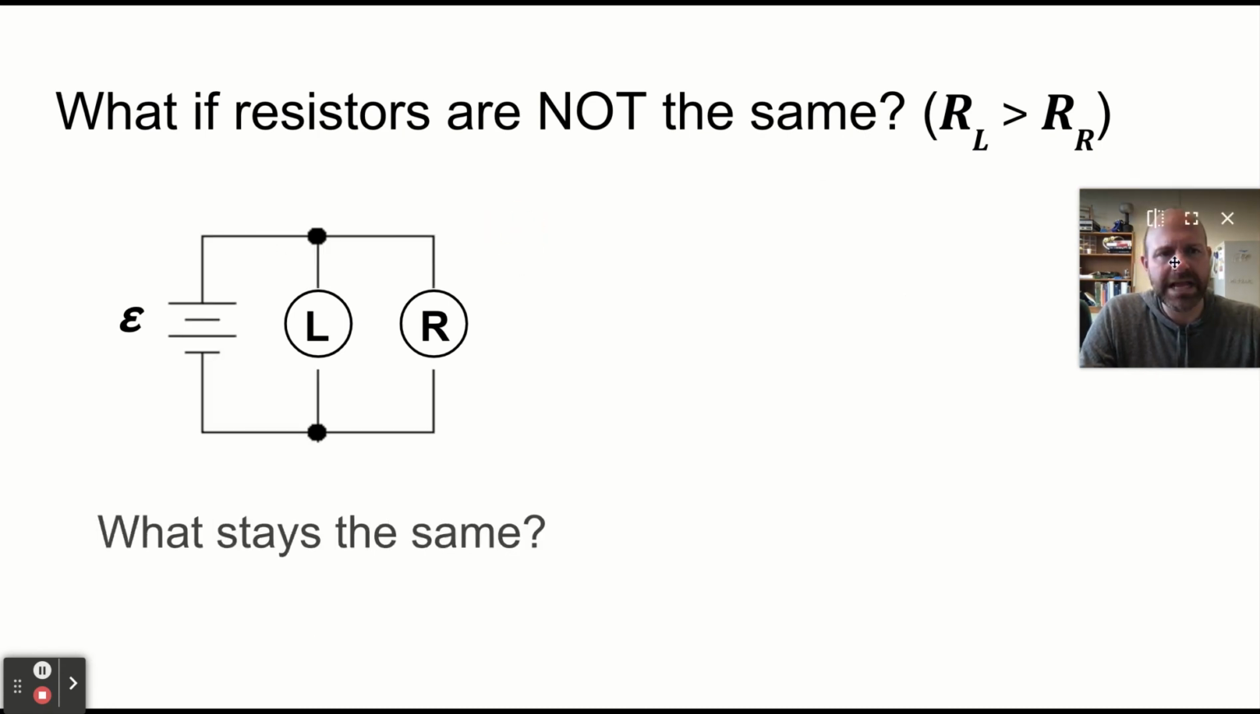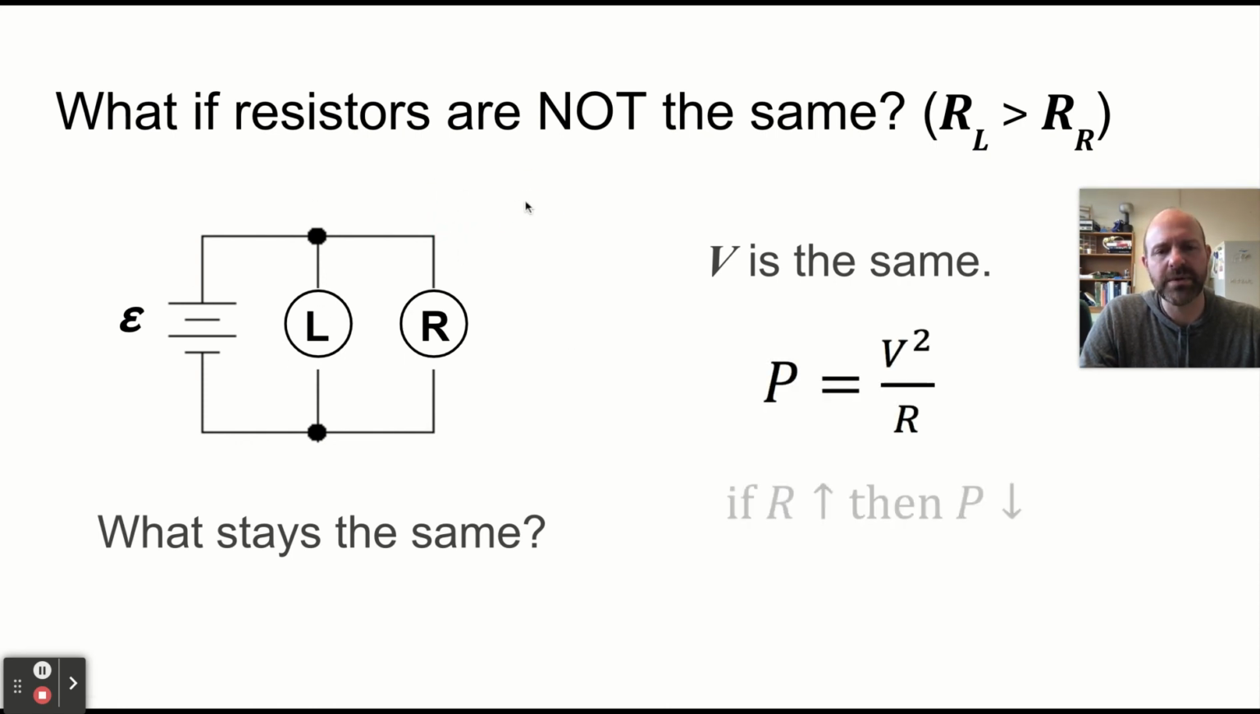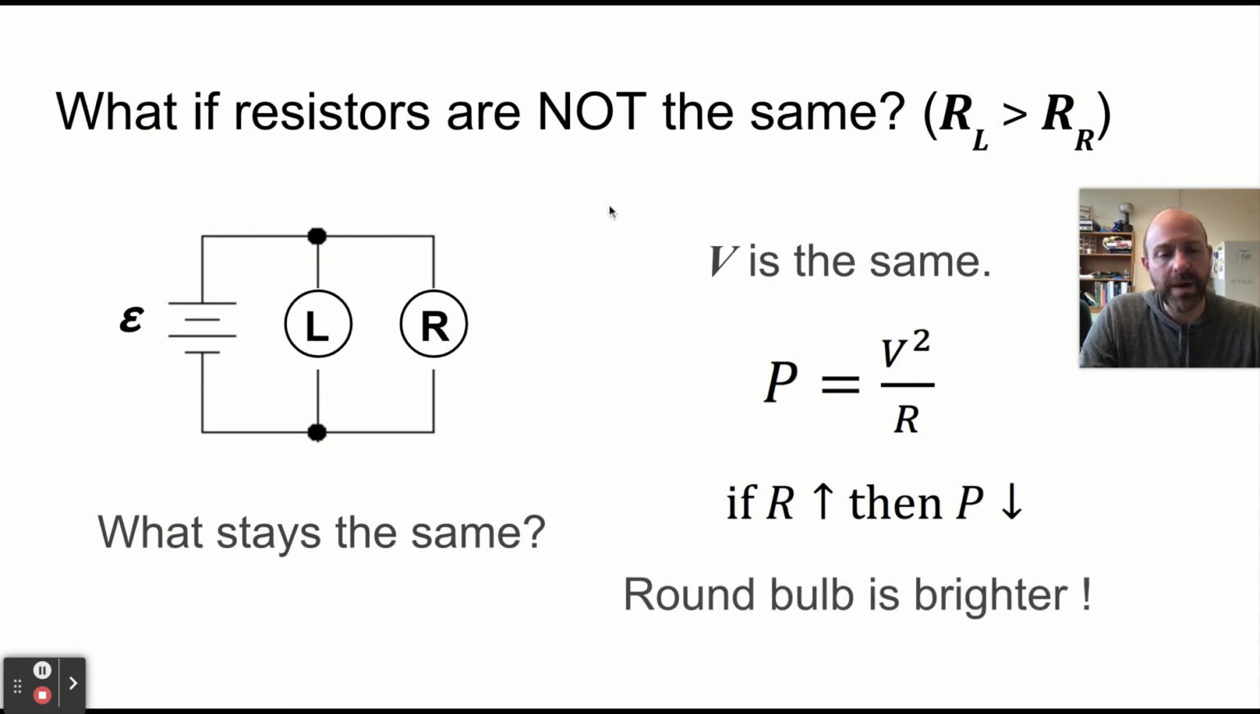So let's think about this. Voltage is the same in the parallel circuit. Power is V squared over R. And the bigger the resistance, the smaller the power. So the round bulb has a smaller resistance, a lower resistance. So it will burn brighter given the same voltage as the long bulb.